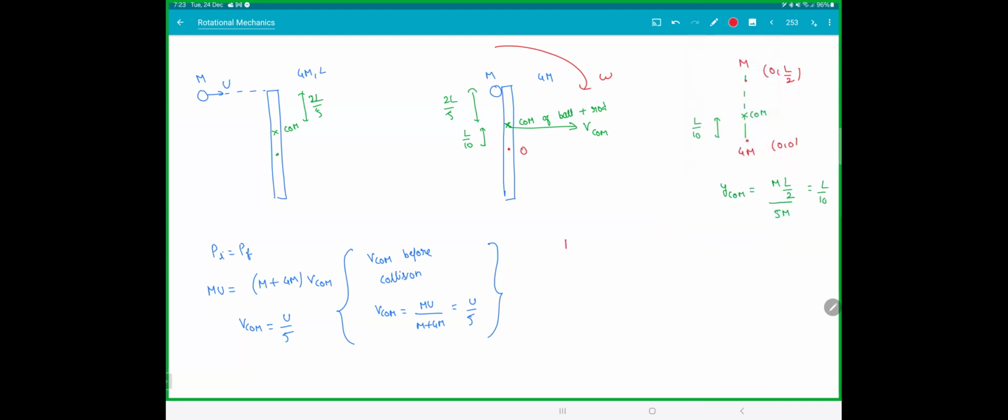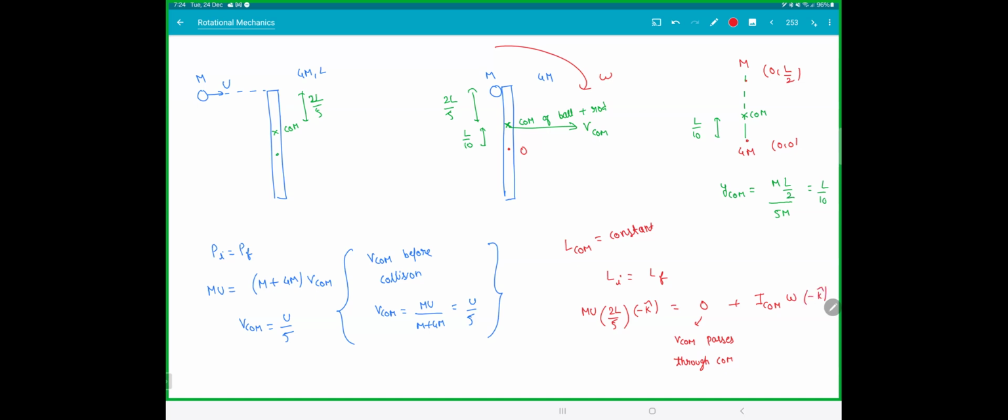So angular momentum about center of mass of the system is constant. So L initial is equal to L final. So L initial, only the ball is going, which is M U 2L by 5 in the direction minus K cap. Finally, angular momentum of the system, which is angular momentum of center of mass, which is 0, because velocity of center of mass passes through center of mass, plus I COM omega.